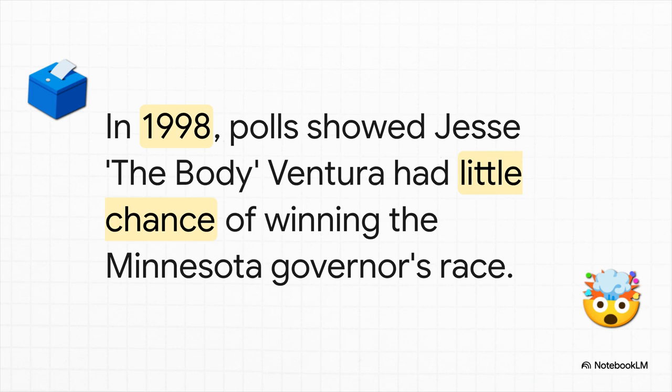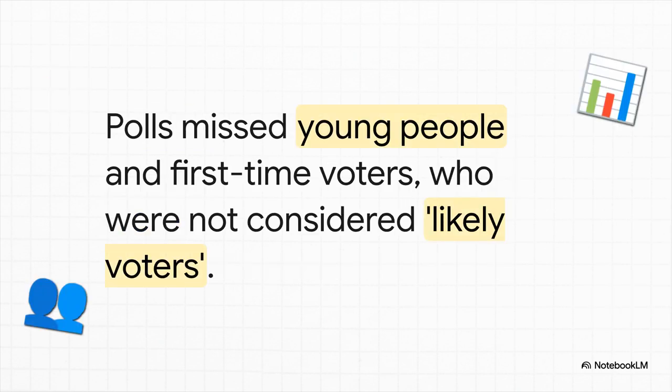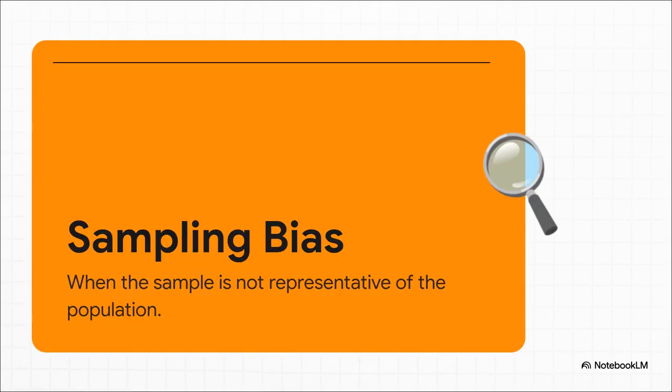Back in 1998, the pro wrestler Jesse the Body Ventura was running for governor of Minnesota. And every major poll said he had absolutely no chance. The data story was crystal clear. He was going to lose big time. But then he won. So what on earth happened? Well, the pollsters were only talking to people they called likely voters, people with a track record of voting. What they totally, completely missed was this huge wave of young, first-time voters that Ventura's campaign had fired up. They weren't likely voters by the old definition, so their voices, their story, was never even part of the data. And that, my friends, is a perfect textbook case of sampling bias.